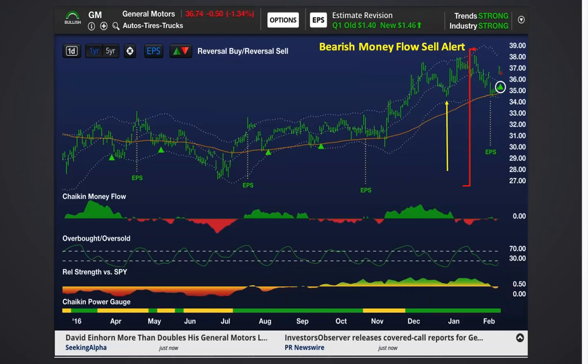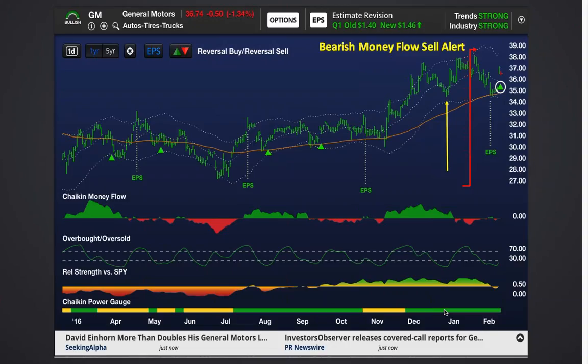Here's an example. General Motors, back in late December, even before he was inaugurated, where that yellow arrow is, Donald Trump sent out a negative tweet on General Motors moving jobs to Mexico. He had a 1-hour reaction to the downside. The stock was oversold. It had a bullish power gauge rating. That's on the bottom of the chart. Obviously, we'll get into this as we go along. But it was a great buying opportunity.